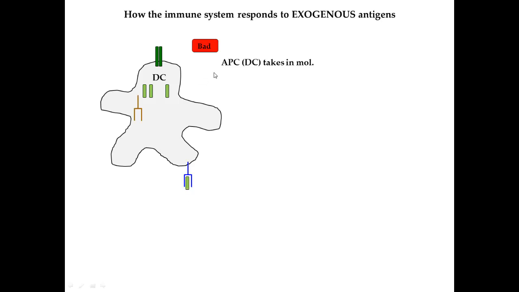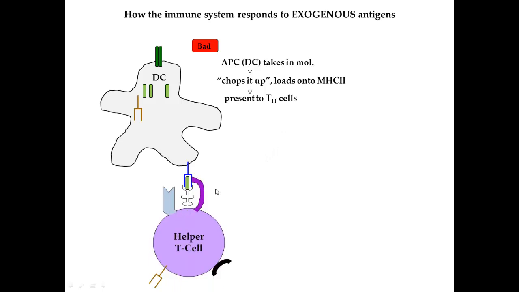So to recap, the antigen-presenting cell, in our example, the dendritic cell, takes in a molecule. That molecule gets chopped up into a bunch of tiny fragments and loaded onto an MHC2 receptor and presented to helper T cells. Helper T cells in the area will come by and line their T cell receptor up with that molecule in the MHC2 receptor.